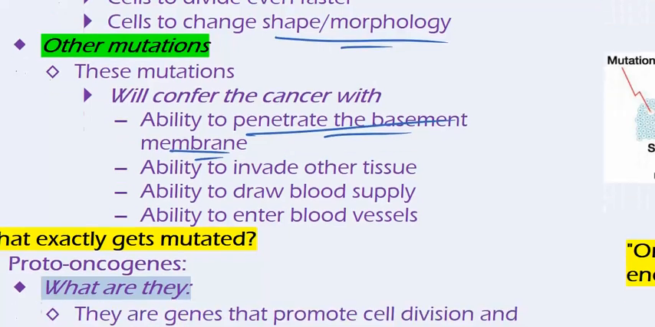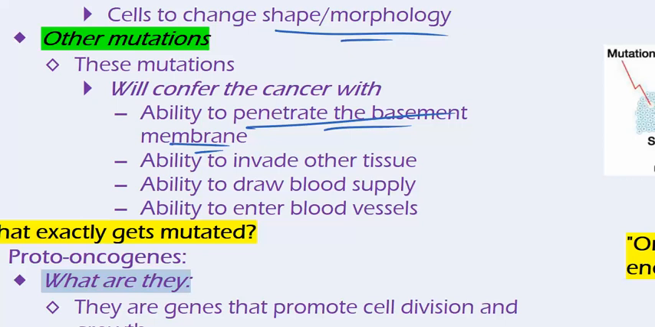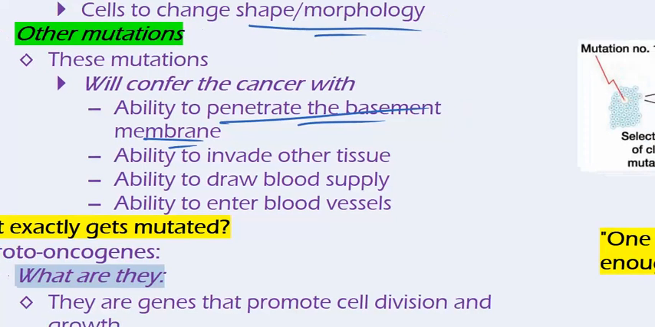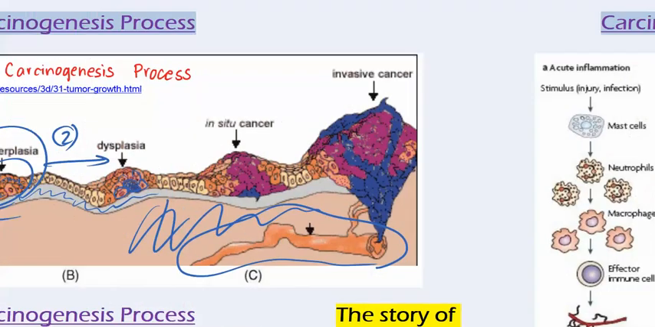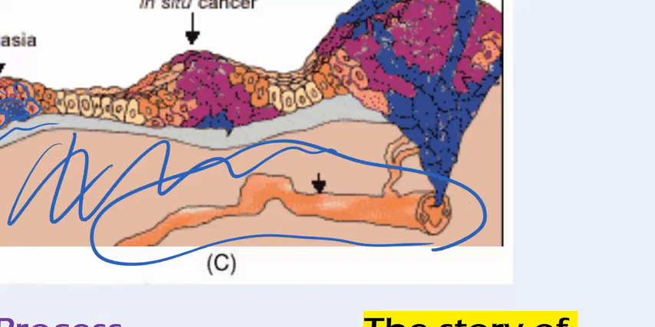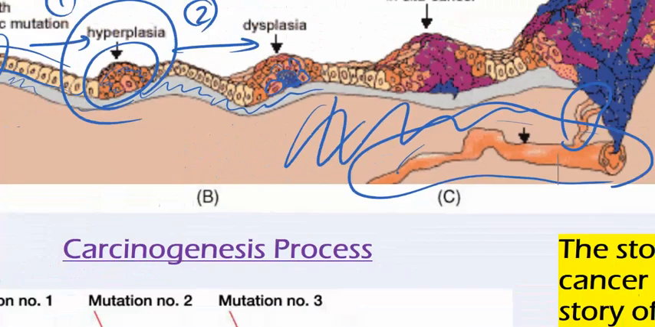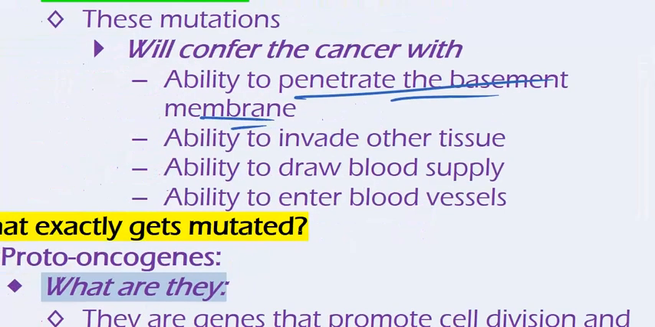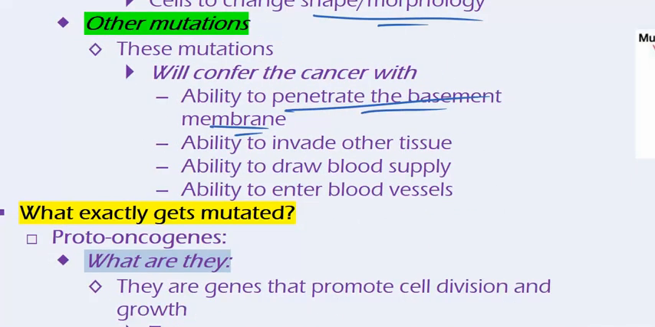And then you have the ability to draw blood supply. As you can see here, clearly this is a blood vessel, but now it's feeding into this cancerous mass because the cancer has acquired a mutation that actually allows it to draw blood supply to itself. And then the ability to enter into the blood vessel.